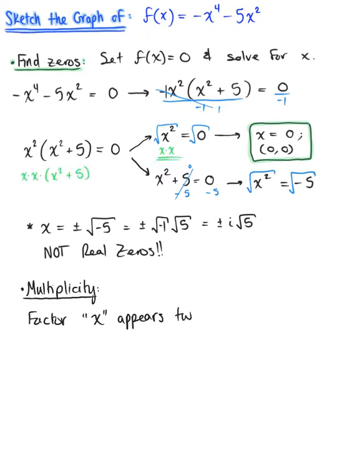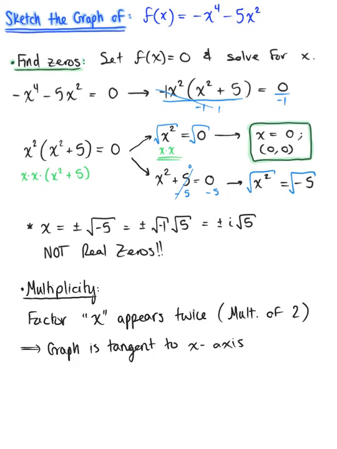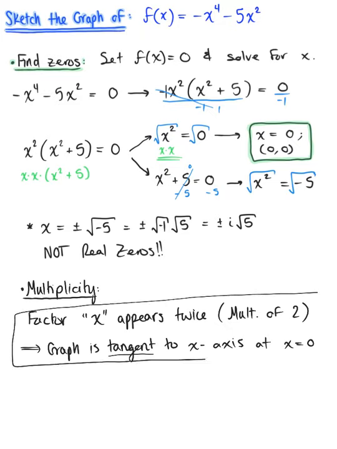So it appears twice, which means that it has a multiplicity, and I'll abbreviate for multiplicity, of 2, which is even. And so therefore, we know that the graph is tangent to the x-axis at the 0. So it is tangent to the x-axis at x equals 0. So using this multiplicity and our 0, we're ready to go ahead now and sketch the graph.